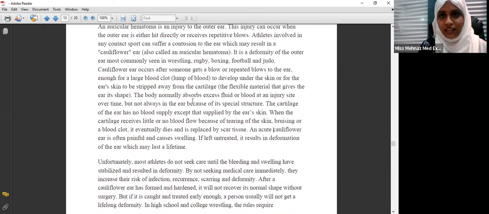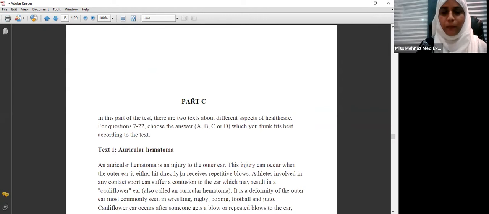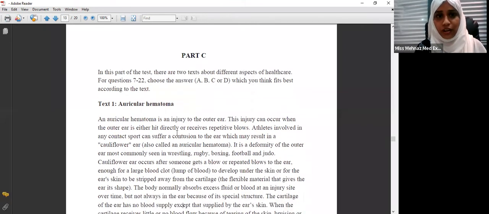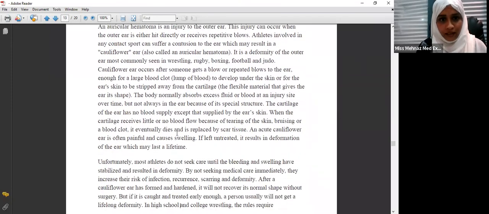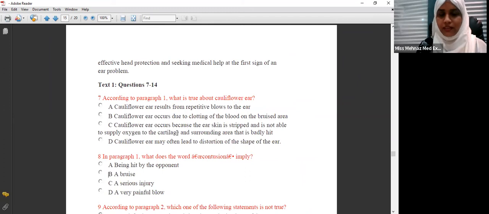In this part, unlike part A, there won't be a single text, but you will be told which one you should read and what you should read. In part C, there'll be two different texts on healthcare topics. From questions 7 to 22, you need to choose answer A, B, C or D, whichever fits best. So here is text one. There'll be two texts given. The first is auricular hematoma, and the second one comes next.